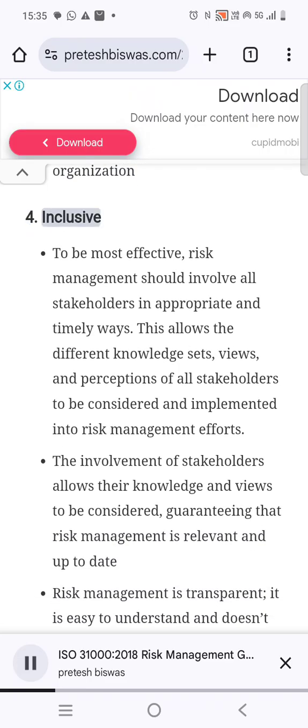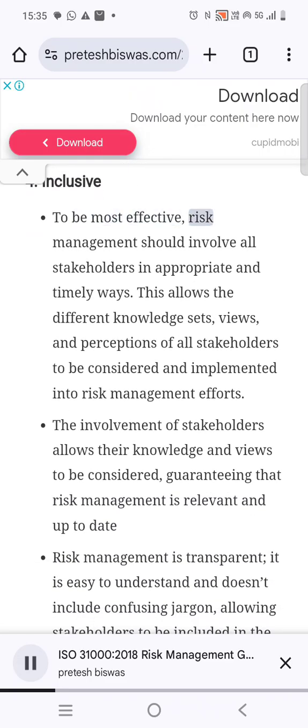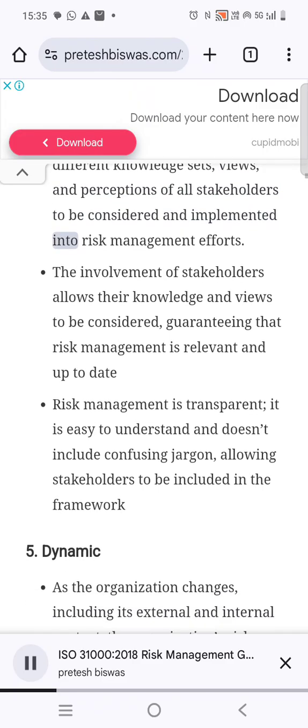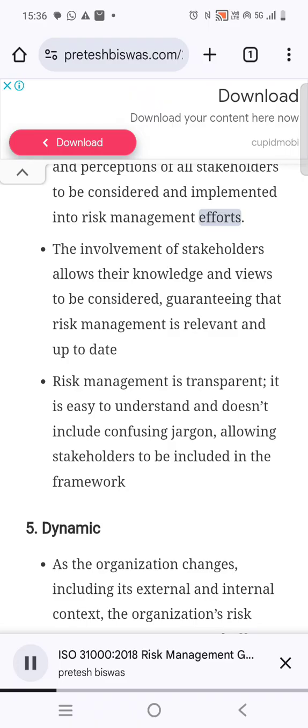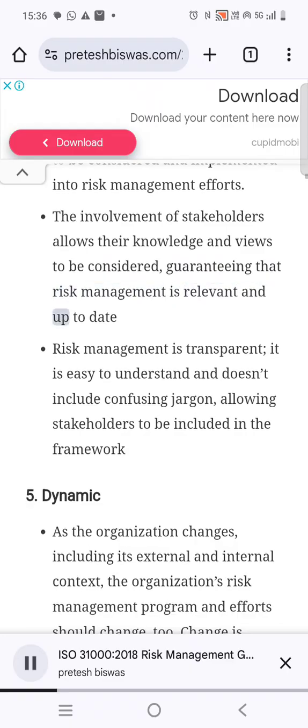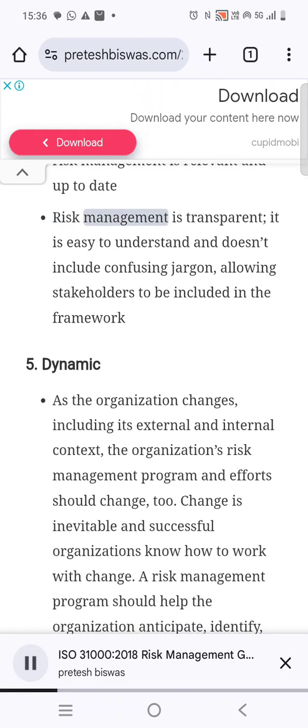4. Inclusive. To be most effective, risk management should involve all stakeholders in appropriate and timely ways. This allows the different knowledge sets, views, and perceptions of all stakeholders to be considered and implemented into risk management efforts. The involvement of stakeholders allows their knowledge and views to be considered, guaranteeing that risk management is relevant and up to date. Risk management is transparent, it is easy to understand and doesn't include confusing jargon, allowing stakeholders to be included in the framework.